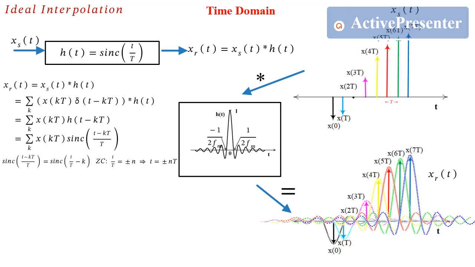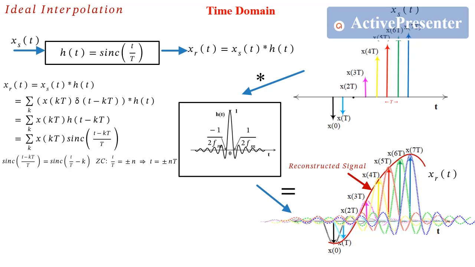Thus, the recovered signal is the summation of these k number of sinc pulses that are amplitude scaled by the strength of the respective impulse and shifted to the right, or to say delayed, by integer multiples of capital T. Hence, at any time instant, the value of the recovered signal is obtained by adding the values of all the sinc pulses at that time instant.